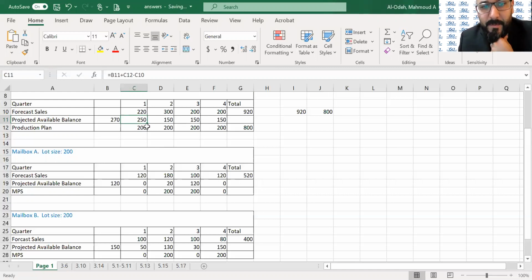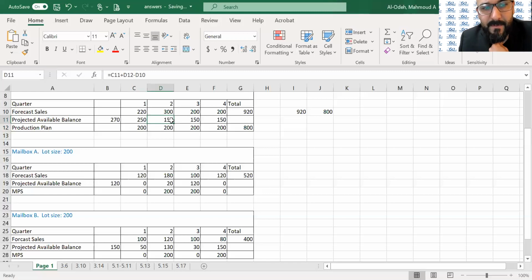250 is not enough to provide the 300 to the customer. So we have to issue a production plan for producing 200. So the total we have right now is 450. 300 will go to the customer. That would leave you with 150.